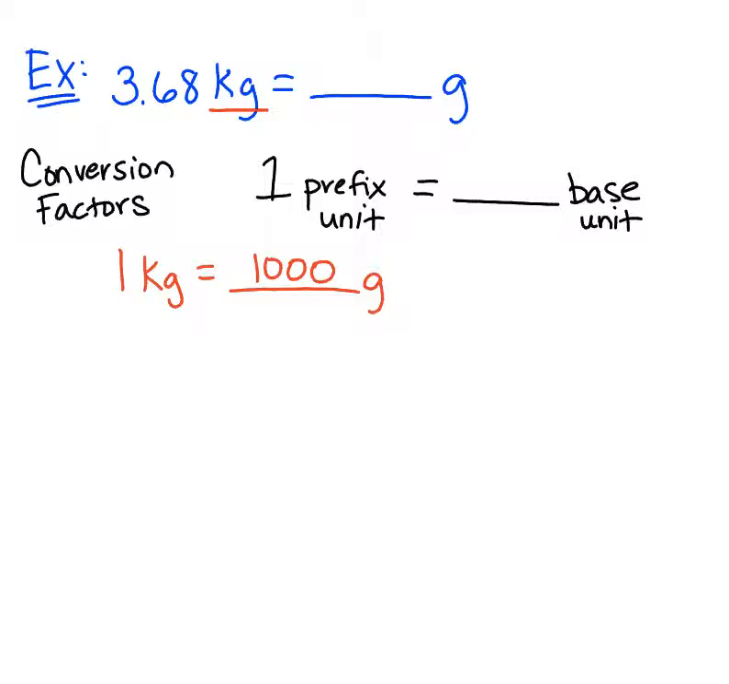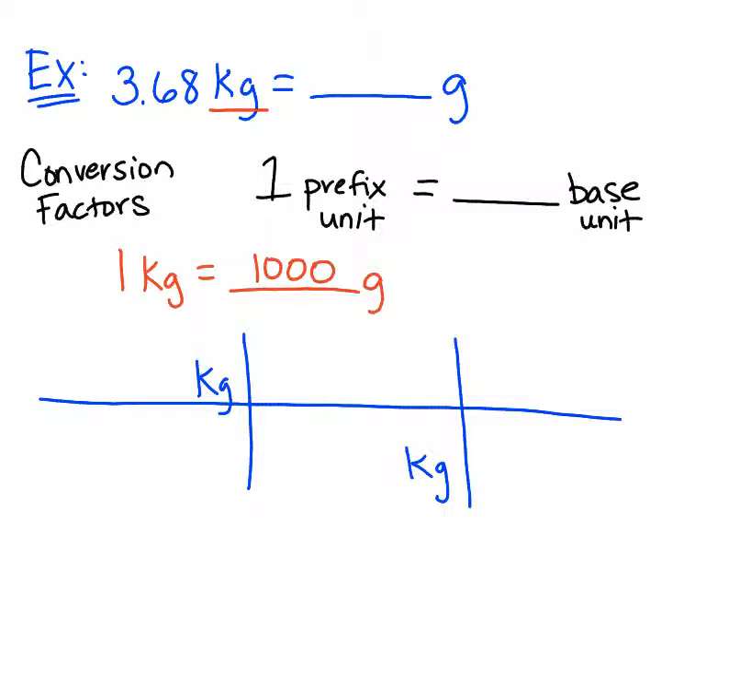Remember, kilo means 1,000, hecto is 100, deca will be 10, the base unit is just 1, deci is 0.1, centi is 0.01, and then milli will be 0.001. From here, we're going to start to make our bar.